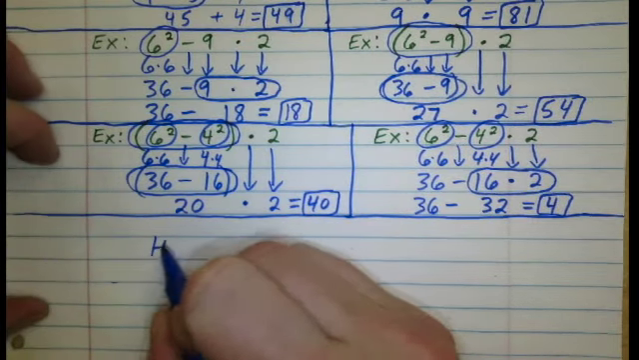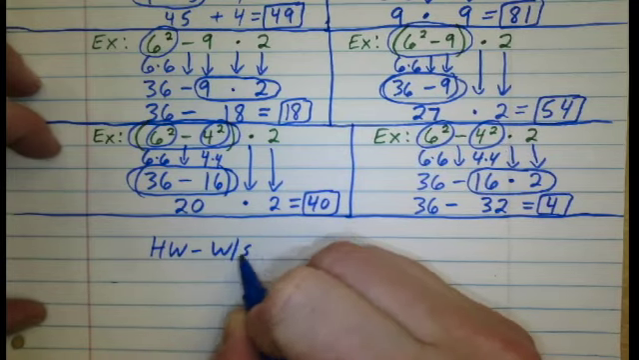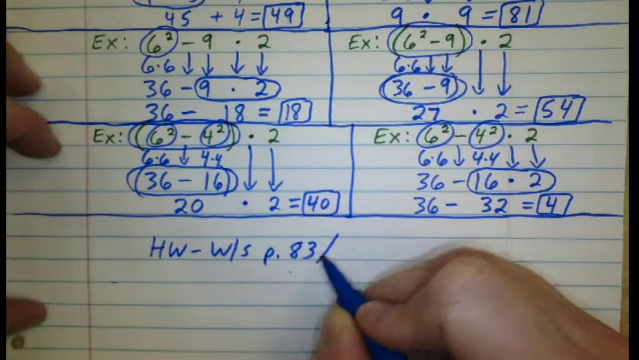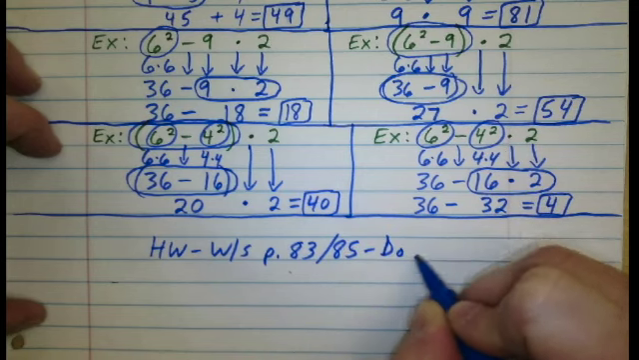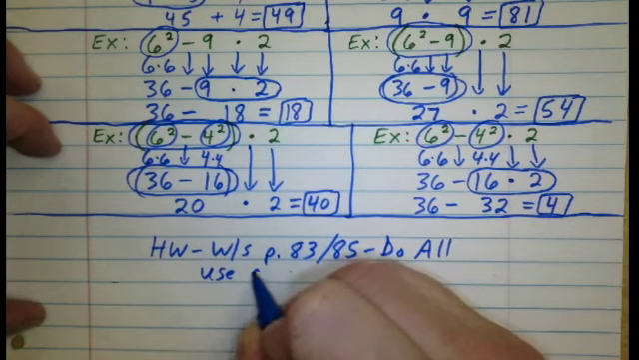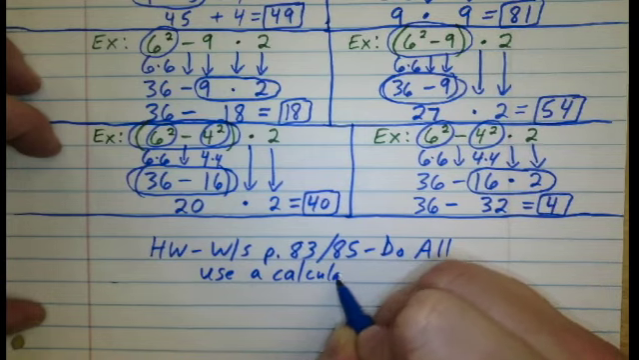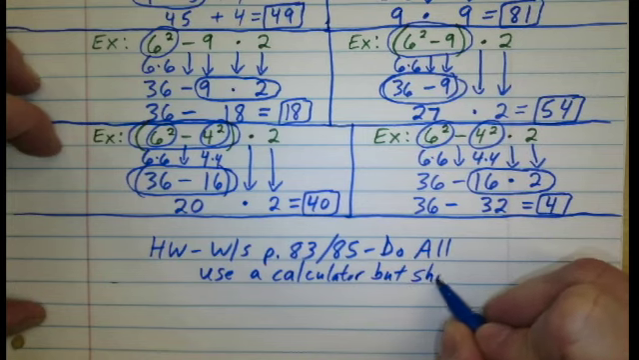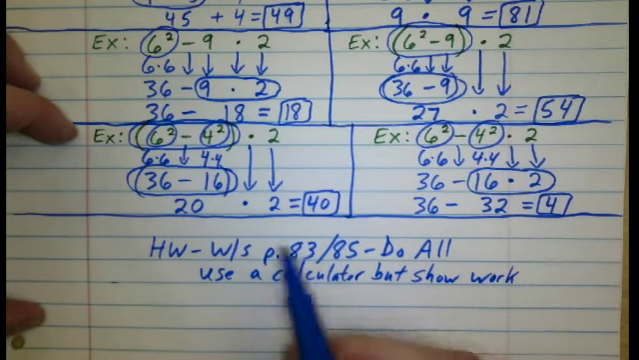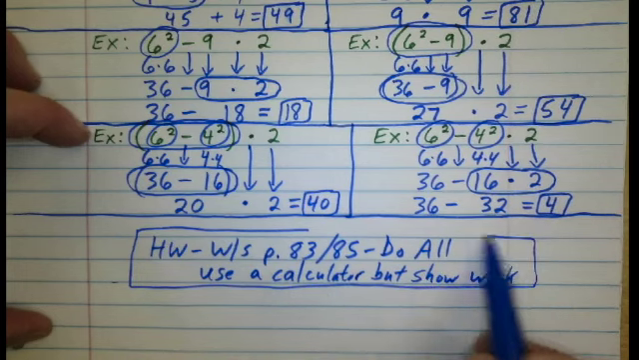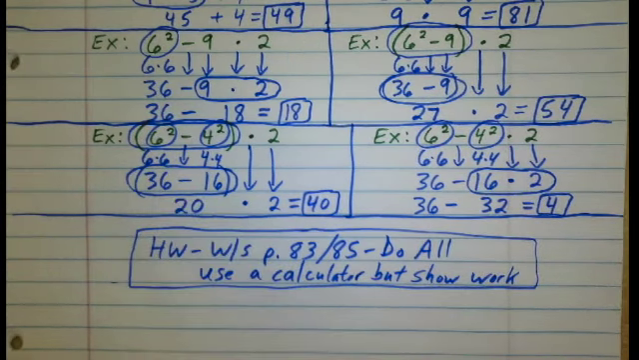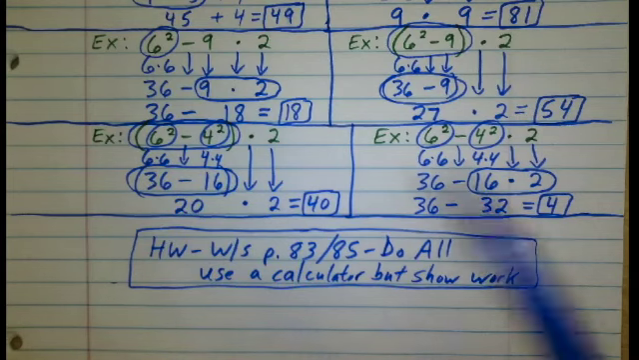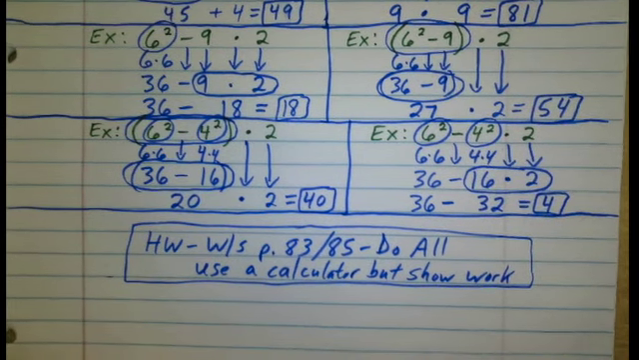Your homework for this particular worksheet is page 83 on the front and 85, and you are going to do all. You may use a calculator, but I would like you to show your work. So where might I use a calculator? Most of this is pretty simple math and bringing down and writing. But if you got a big number or you weren't sure what something was, if you square it or cube it, you could use your calculator.